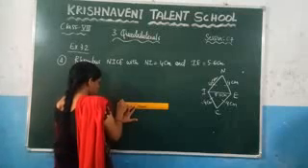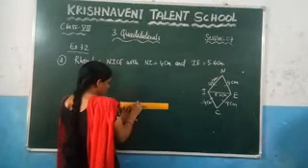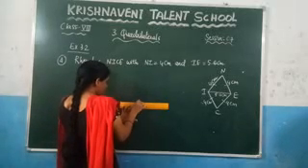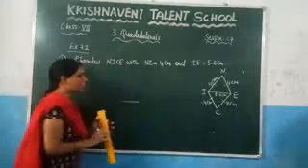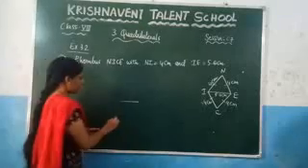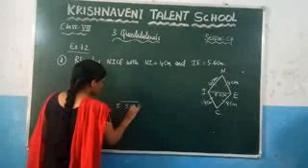At 0 keep 1 dot, and at 5, 5.1, 5.2, 5.3, 5.4, 5.5, 5.6. So at 5.6 keep one more dot and draw the line, which indicates that we have drawn a line segment of length 5.6. So mark it here, IE is equal to 5.6 centimeters.